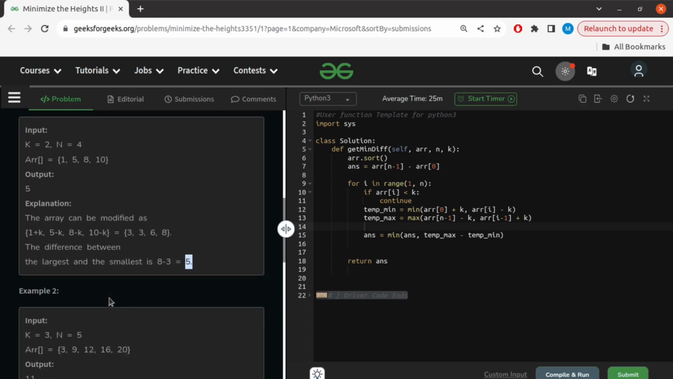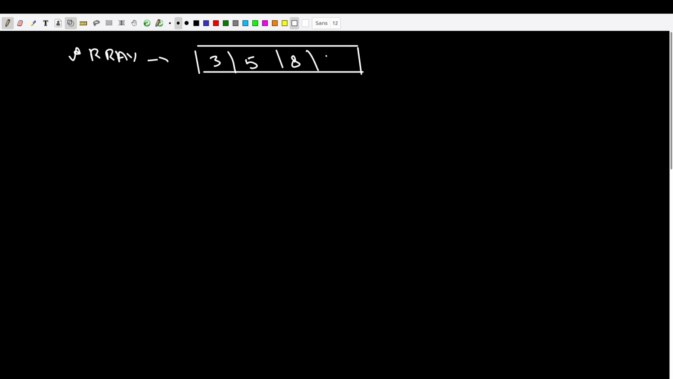Having understood the problem statement, let us look at the solution for it. First let us look at the brute force solution, and then we will explore the optimal solution as well. The brute force solution is pretty simple. We are given an array, and let us say the array is 3, 5, 8 and 10.